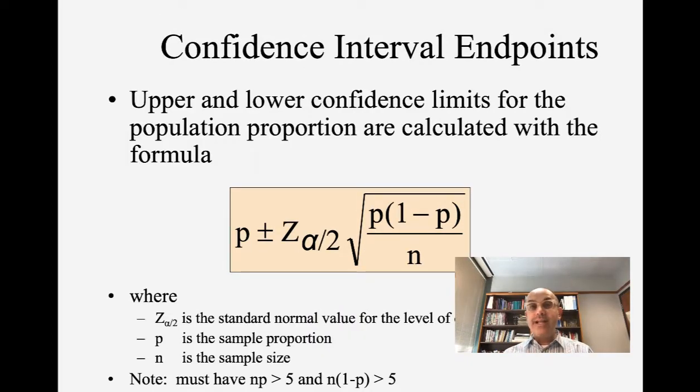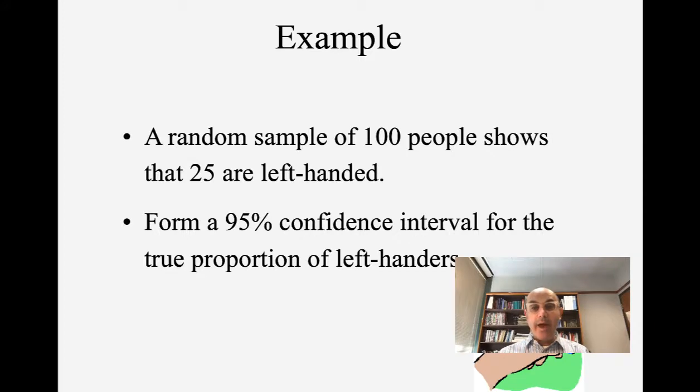The confidence interval endpoints are where the upper and lower confidence limits for the population proportions are calculated within this formula: P plus or minus Z multiplied by the square root of P times 1 minus P divided by N. Again, P is the sample proportion, N is the sample size, and it must be that NP is bigger than 5, and N multiplied by 1 minus P is also bigger than 5. Those are the conditions.